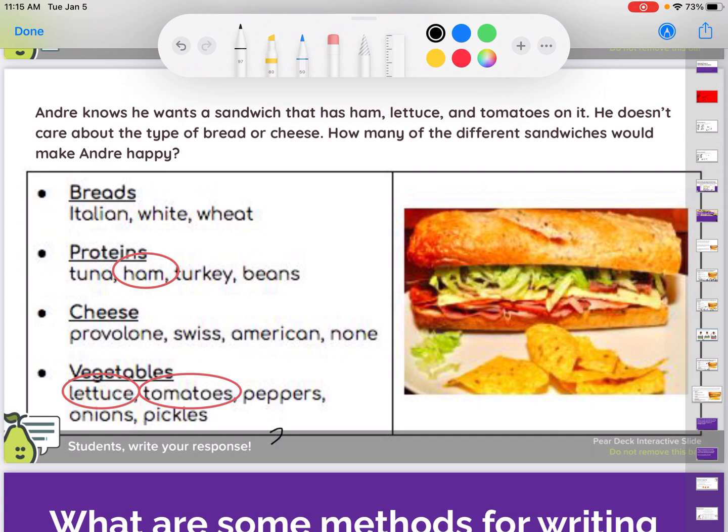Okay, so that's 3 for the first option. Then he only has 1 for the second option. Then he has 4 options for cheese. Then he has 1 option for the first veggie, 1 option for the next veggie. So then I'm going to multiply these together. So 3 times 1 is 3, times 4 is 12, 12 times 1 is 12, 12 times 1 is 12. So 12 sandwiches. So I could give him 12 different sandwiches and he would be theoretically happy because he doesn't care about the bread or the cheese.